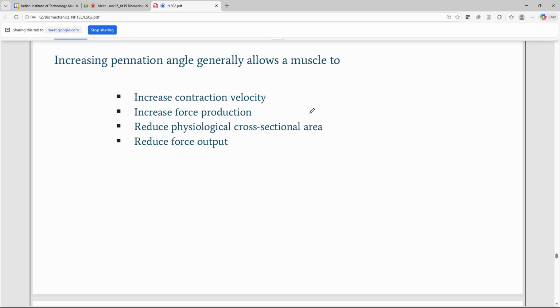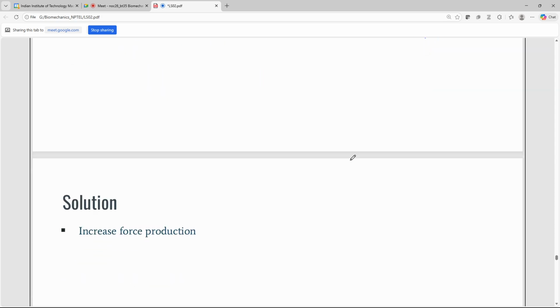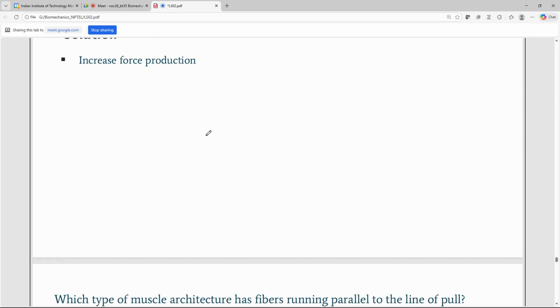Yes, option B. If this is one particular muscle fiber, the increase in pennation angle will help in increasing force production. That happens when the eccentric loading is happening. The answer is option B, increase force production.